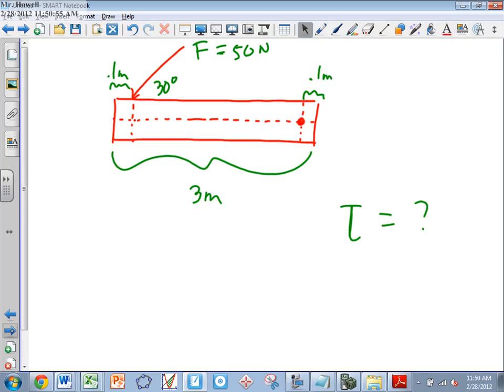Again, guys, you're finding the torque. You need to know the force. You need to know the angle. You need to know the lever arm. What am I looking for? I'm not going to tell you. I want you to think about it. Guys, I'm not going to tell you the answers. Think about it for a second.